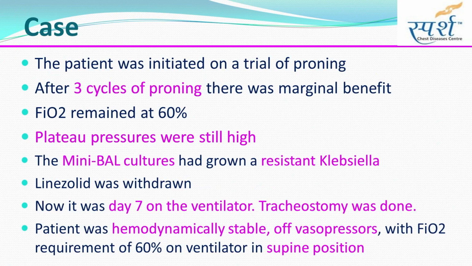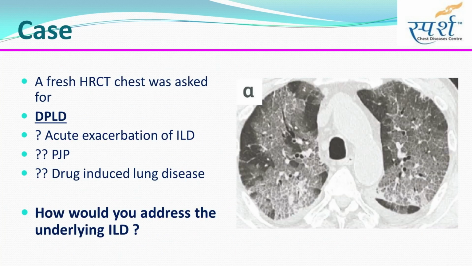Now this patient was given proning cycles, plateau pressures were still high, we had done a mini-BAL, it grew Klebsiella, we withdrew linezolid, tracheostomy was done. This patient became hemodynamically unstable a couple of days down the line, and his FiO2 went up, but he was still hemodynamically stable.